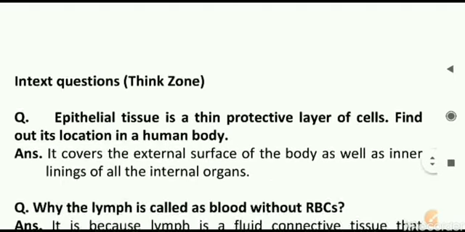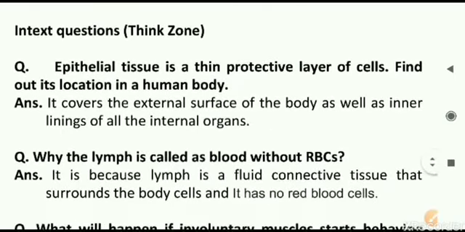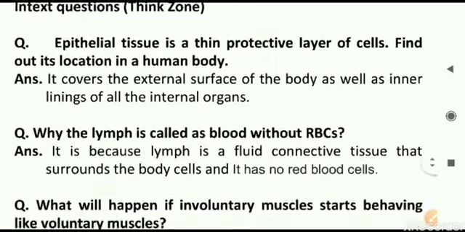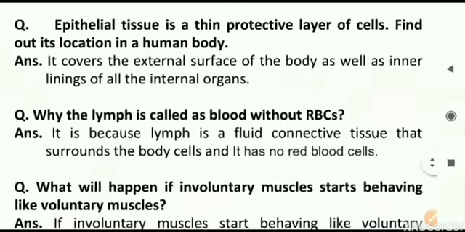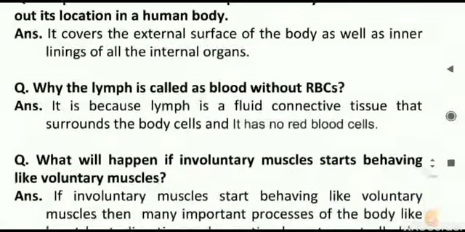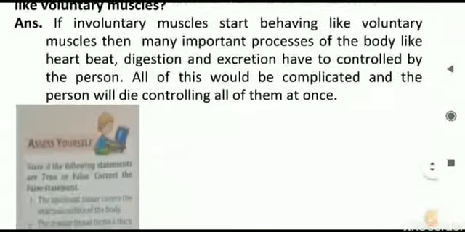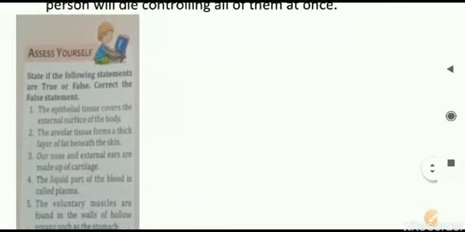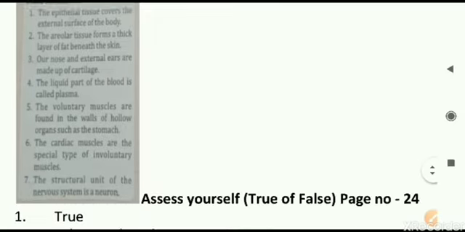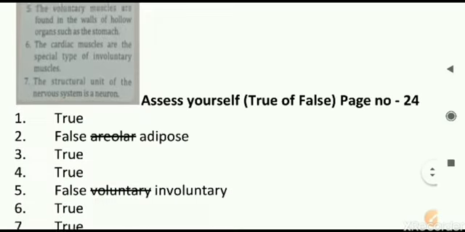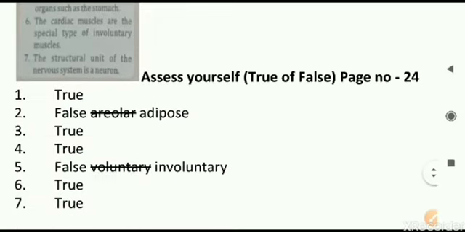Then we have some internal questions, the in-text, the think zone questions. You can see these questions in between the chapter. These are given, and the answers you can note in the book itself. Here we have the true and false. This is assess yourself. Answers are mentioned here downside. This is on page number 24. The wrong word which has to be changed in the false statement has been struck off. That is all for the exercise part of chapter number 2.